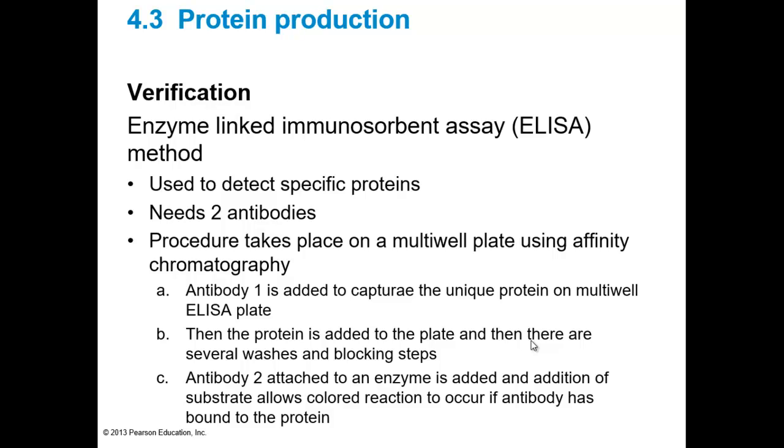Then antibody 2 is attached to an enzyme, and that enzyme is added, and antibody 2 binds antibody 1, and the substrate to the enzyme is then added, and that gives you a color. Usually the color is green or red if you detect the presence of the protein. So therefore, you get a color reaction if you have the protein in your multi-well plate, and then you can use something like a spectrophotometer and look at the intensity of that color to see exactly how much protein is in that sample.